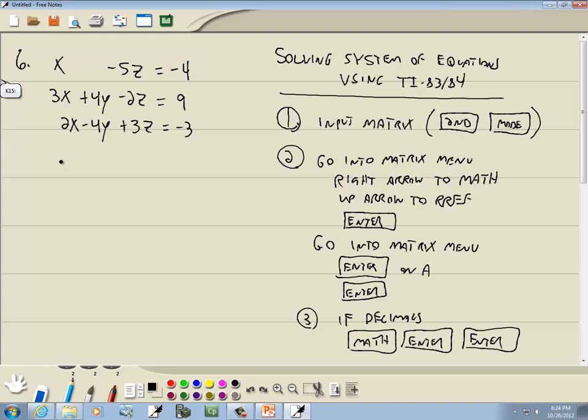Well, we need to write down the augmented matrix that goes along with this. So this is 1, 0, negative 5, negative 4, 3, 4, negative 2, 9, 2, negative 4, 3, and negative 3. Check my signs real quick. Looks good. Remember the size of our matrix: rows by columns. This is a 3 by 4.